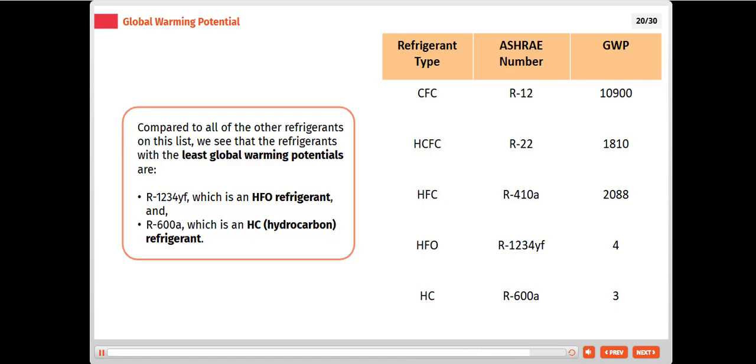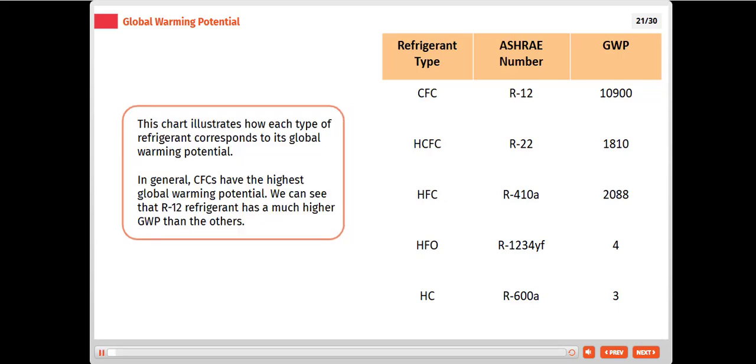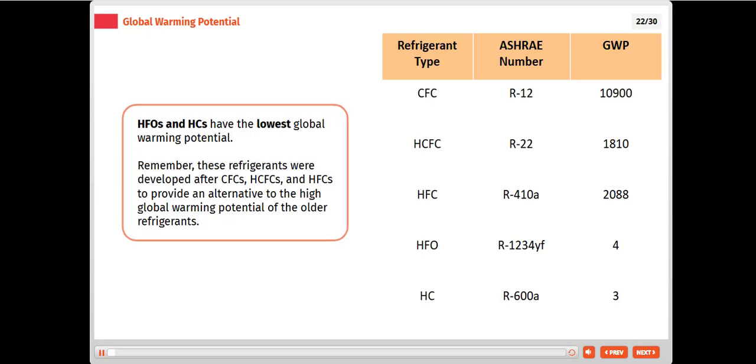This chart illustrates how each type of refrigerant corresponds to its global warming potential. In general, CFCs have the highest global warming potential. We can see that R12 has a much higher GWP than the others. HFOs and HCs have the lowest global warming potential. Remember, these refrigerants were developed after CFCs, HCFCs, and HFCs to provide an alternative to the high global warming potential of the older refrigerants.